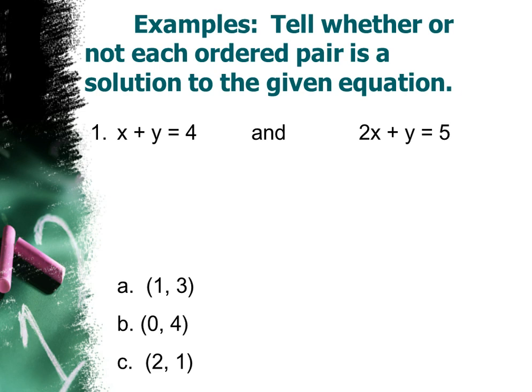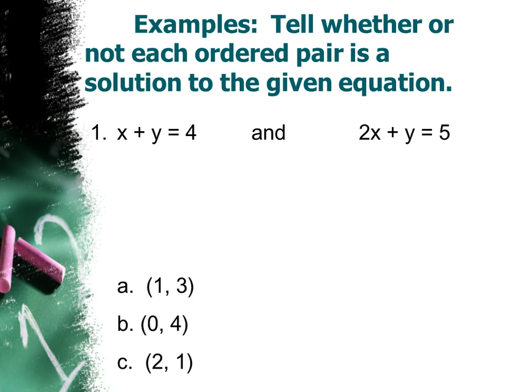So if I take the point 1, 3 and plug it into both those equations, is it going to be true? So let's do this. These are fairly simple, so I don't know if I even need to write them in. If I plug in 1 for x in the first equation, and 3 for y, 1 plus 3 equals 4. Is that true? Yes, 4 equals 4. And in the second equation, 2 times 1 plus 3 equals 5. Well, 2 plus 3 equals 5. That is a true statement. So A would be the correct answer. That is an ordered pair that is a solution.